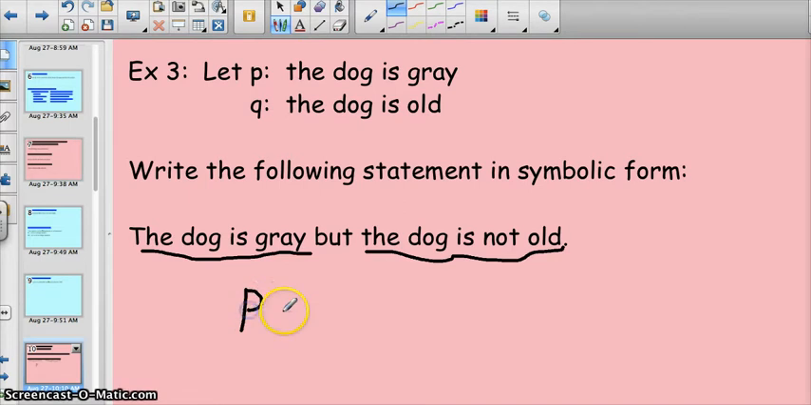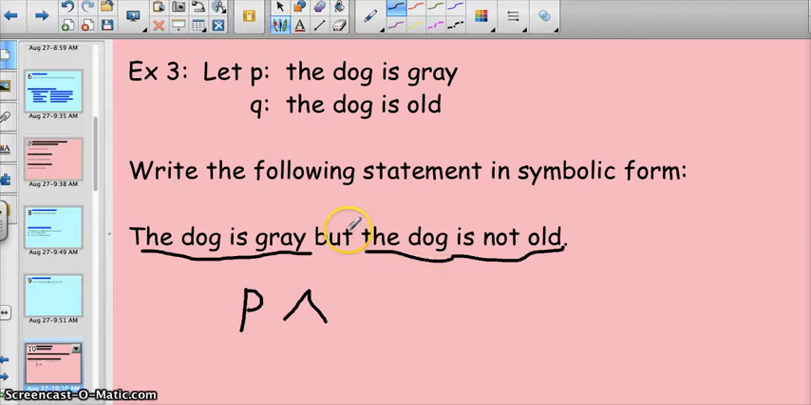Next up, it says but. Well, if you think about it, the word and is the same as the word but. If I said the dog is gray and the dog is not old, it's the same thing as saying the dog is gray but the dog is not old. So this word but here is going to be replaced with the symbol for and, or the conjunction symbol, which is the upside down tent, or a regular tent, whatever. Anyway, it's the and looking thing.